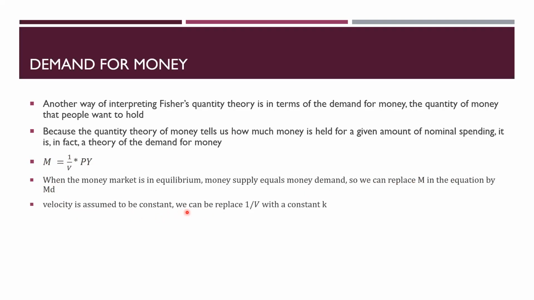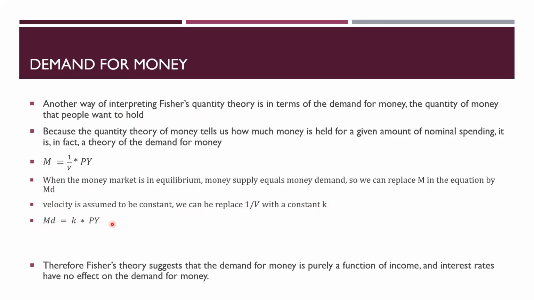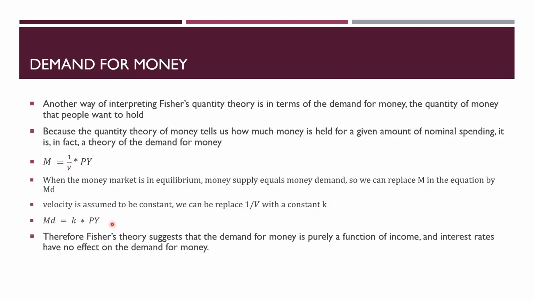Velocity is assumed to be constant. We can replace 1 over V with a constant K. So whenever there is 1 over V here, we can replace it with a constant K. So what does it mean now? It would mean that we have replaced M with MD and 1 over V with K. Therefore, the implication is that money demand in an economy, according to Fisher, is equal to K multiplied by PY. So Fisher's theory suggests that the demand for money is purely a function of income, and interest rates have no impact on the demand for money.